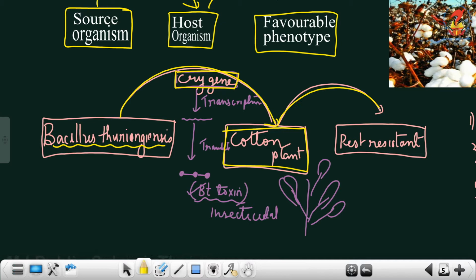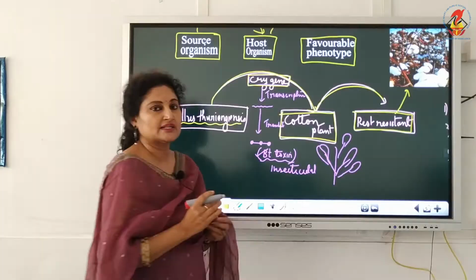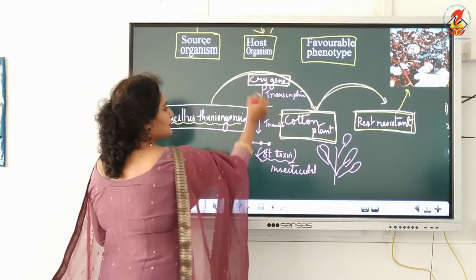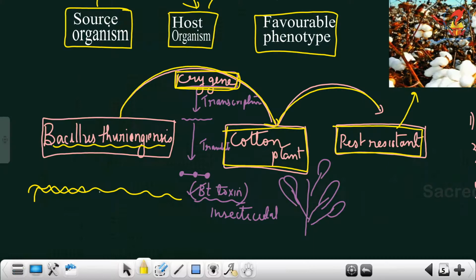The cotton has become resistant to the attack of insects of the three classes I've mentioned: coleopterans, dipterans and lepidopterans. Now, what has happened inside the cotton? The cry gene was incorporated into the plant DNA, the cotton DNA. Now, what happened?